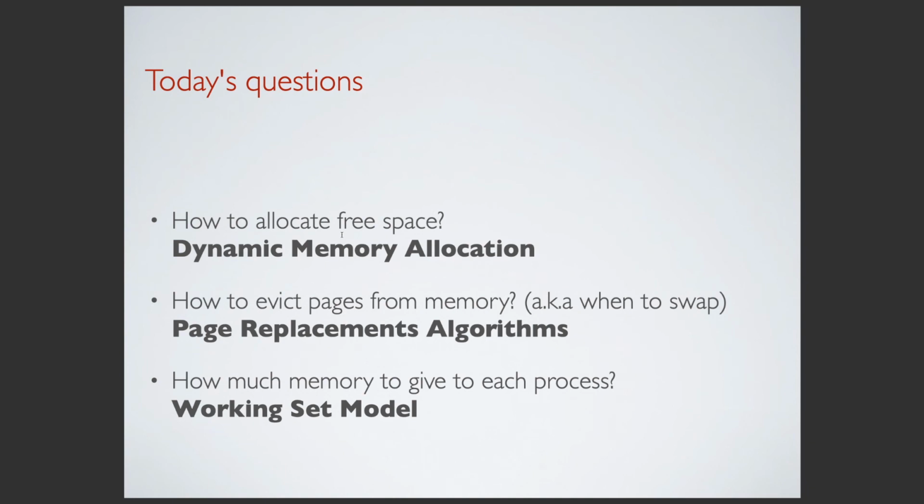First of all, we'll see if it's really a question, but how much memory do we give to each process? Are we going to limit the number of pages they can use? And this is going to be called the working set model. And here I'm also going to talk a little bit about how Linux does things and how Windows does things, because they manage memory completely differently. So let's start with all of these questions.